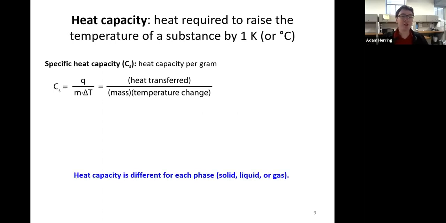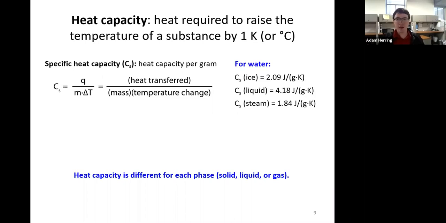And heat capacities are different for each substance within each phase. So if you take water, for example, it's going to have a specific heat that is different between solid, liquid, and gas. And that's a function of how the energy is stored in those molecules within each phase. For ice, we have a value of about 2 joules per gram per Kelvin. For water, it's about twice that, and steam is a little bit less than for ice.